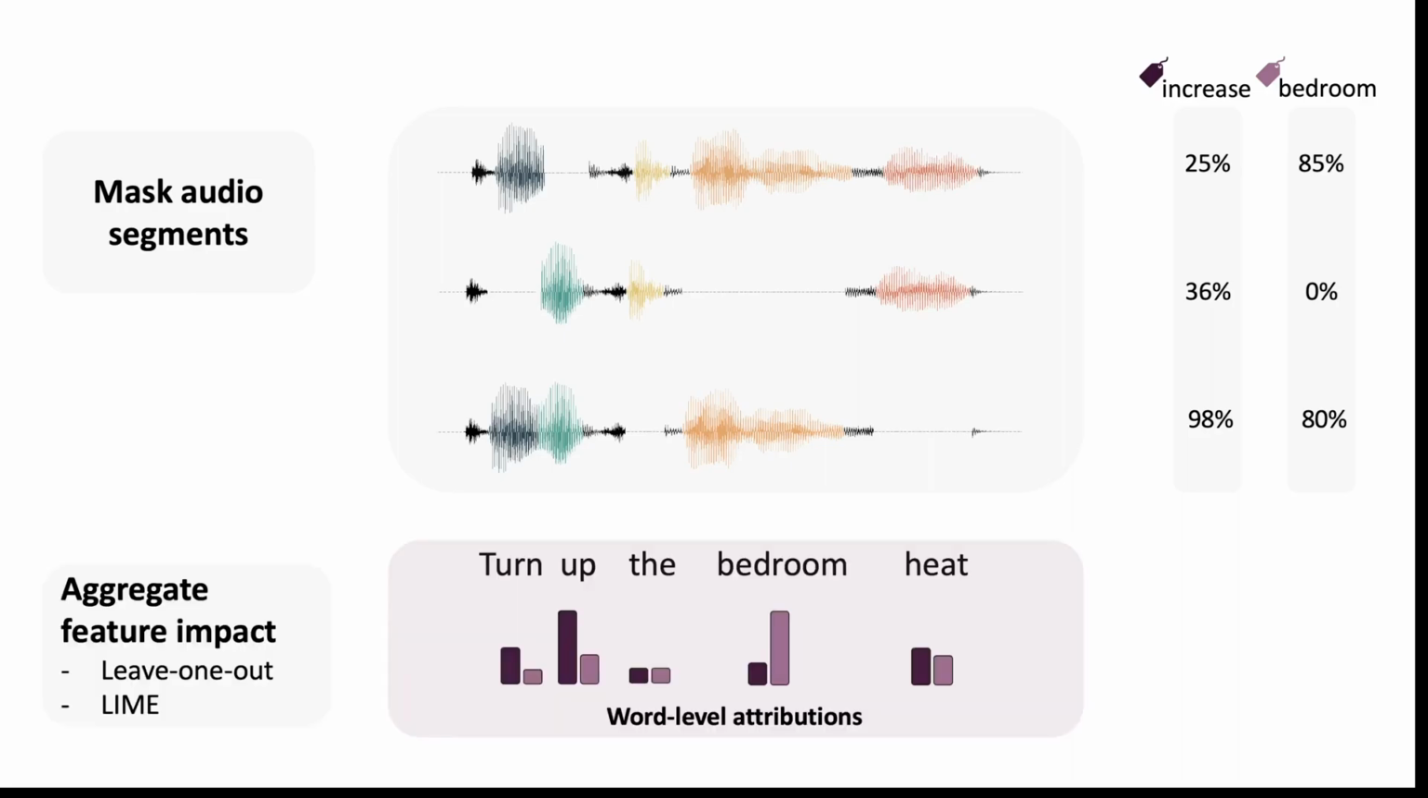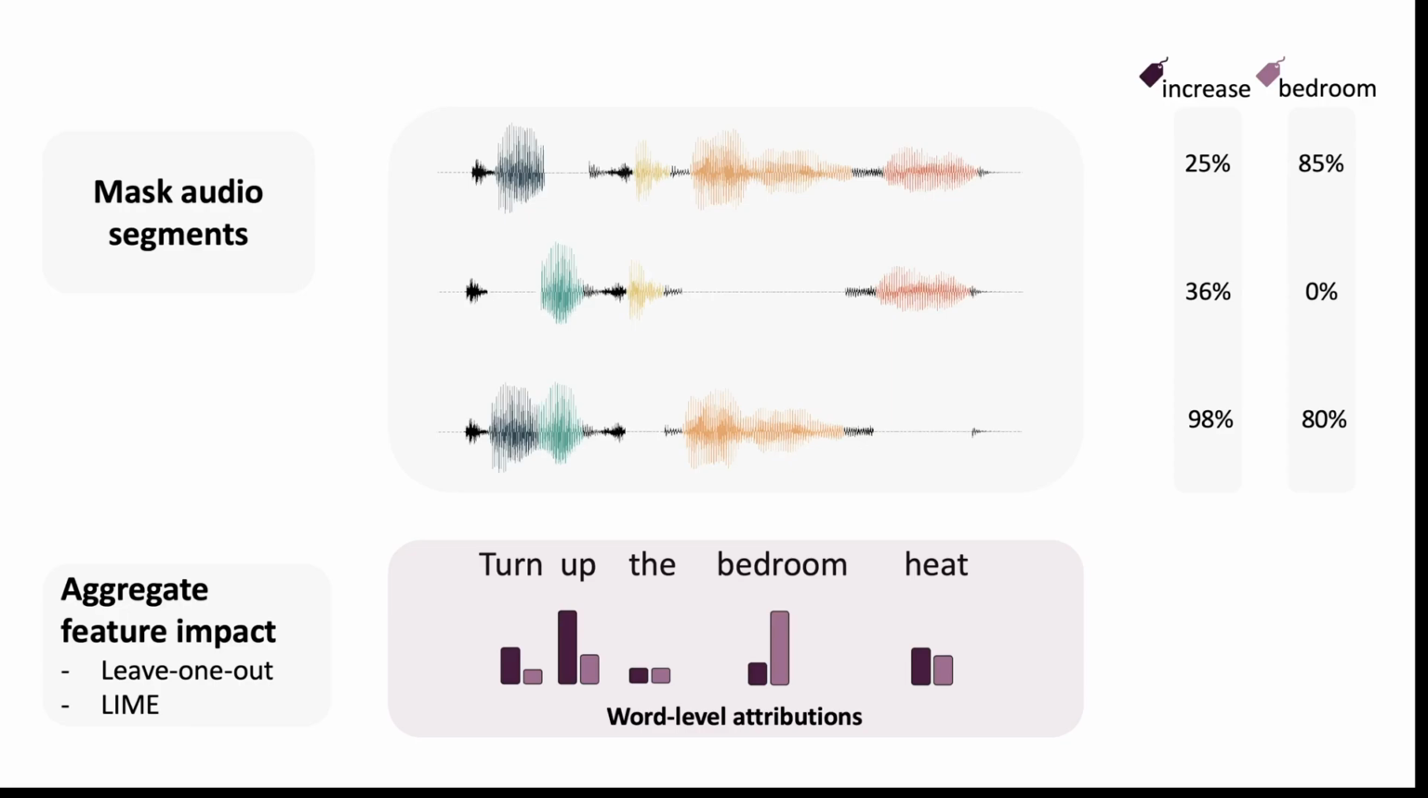Finally, we aggregate the feature impact, and in our work we use two ways, and so we propose two explanation methods. One of them is based on the leave one out technique. As the name says, we perturb just one element at a time, and we observe the impact on the prediction probability, and this is the importance. The other approach uses the LIME explanation method that is able to take into account the interaction of one or more segments and to aggregate it.